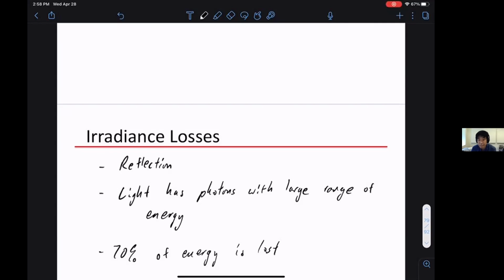So the reflection part you can try to help, but the more fundamental part is you want materials that capture a wider spectrum of energies. You want them to generate current over a wider spectrum of photons. And that's really the state of our research: how do I make better materials.